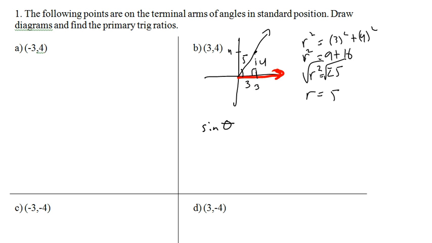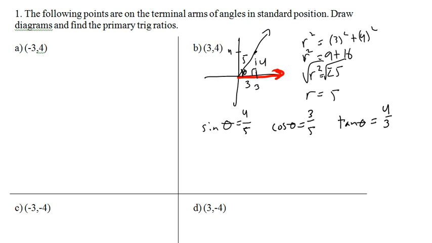So sine of theta, and remember theta's here. Sine of theta is going to be opposite over hypotenuse, or we can also think about it as y over r. Either way, it's going to be 4 over 5. Cosine theta, we can think of adjacent over hypotenuse, or x over r. That's going to be 3 over 5. And tan theta is going to be opposite over adjacent, or y over x, which is 4 over 3. Okay, so that's all the same as yesterday.